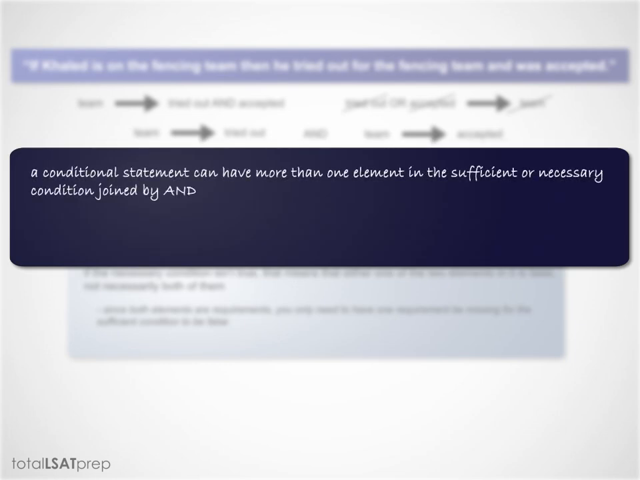So to recap, a conditional statement can have more than one element in the sufficient or more than one element in the necessary condition joined by and. When negating an and, you need to turn it into an or.